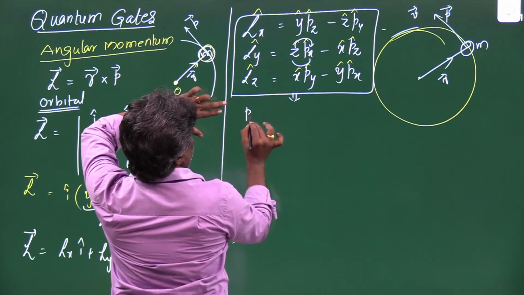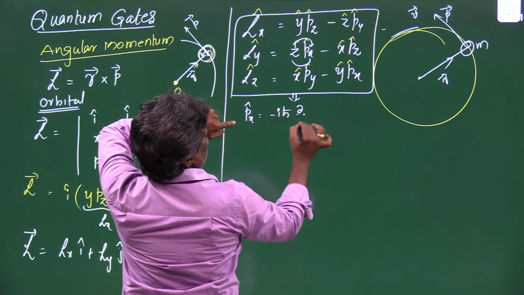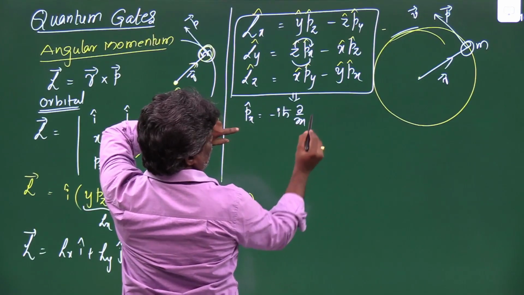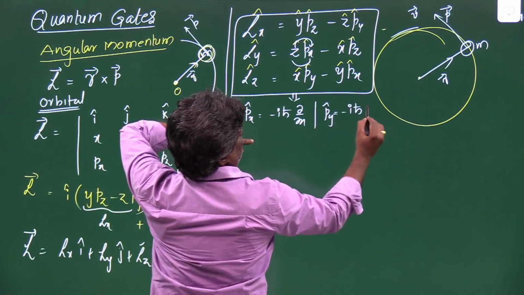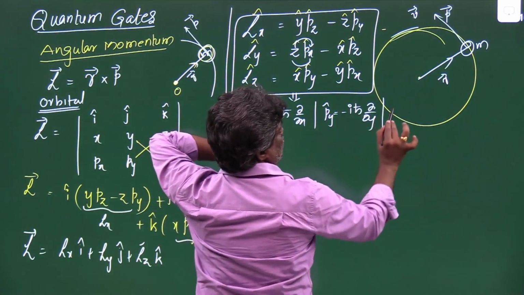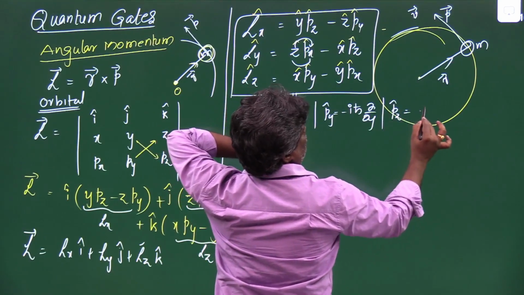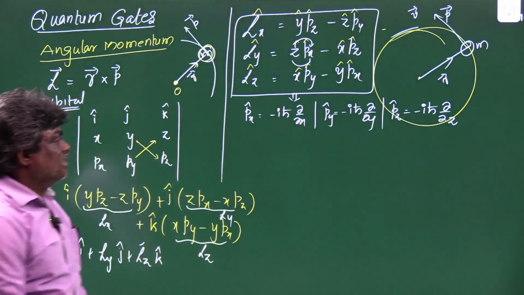And one more thing you have to remember, px cap operator is minus i h cross dou by dou x, okay. Py cap is minus i h cross dou by dou y. And pz cap is minus i h cross dou by dou z, that's it.